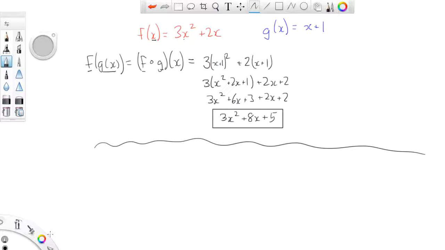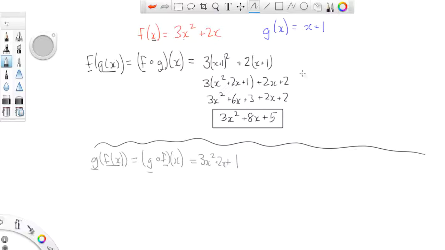We could also have it the other way around, where we have g of f of x. So if we have g of f of x, again, another way to write that is g of f of x. Here we're going to start out with the g function. So the letter g comes first. So I'm going to write out x plus 1. But I'm replacing the x with the f function. So I erase the x, and in its place I put the f function, which is 3x squared plus 2x.